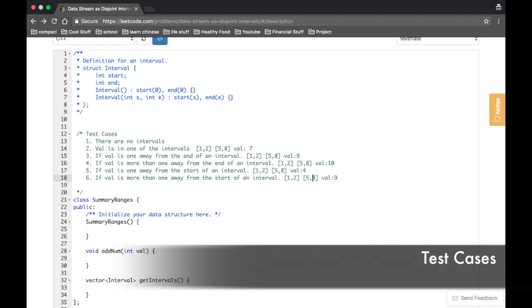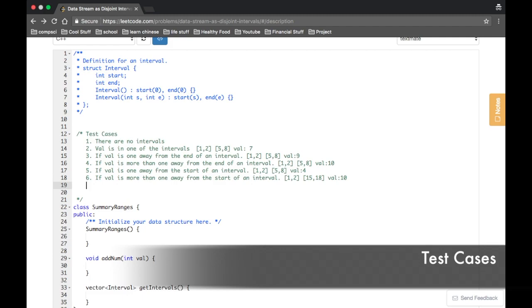So this is a bad example, but let's say this was 15 to 18 and val was 10. And as you can see here, there might be some overlap between this rule and this rule, because the val could be more than 1 away from 15, and it could be more than 1 away from 2, or it could be more than 1 away from 15, but it could be 1 away from 2. See, so there's some overlap with these test cases.